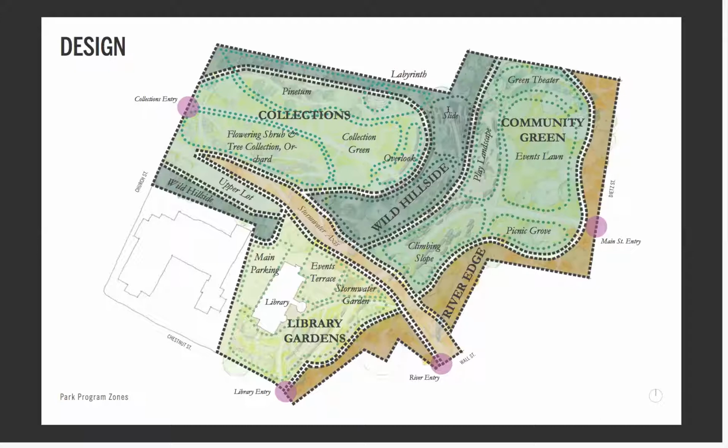And then on the lower area of the park, you have the community green, which is this wide, flat area, which can take all kinds of programs, from events to a picnic grove to a green theater. All of these are program items that fit well into this large public active zone at the lower part of the park.